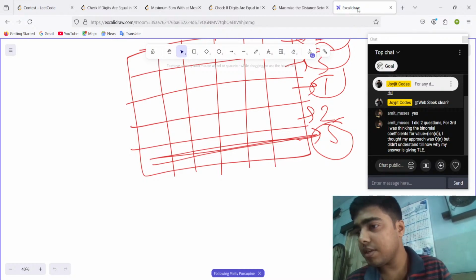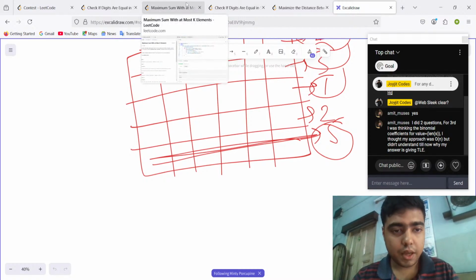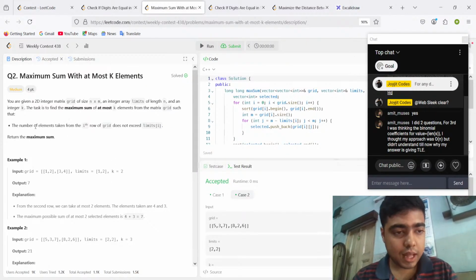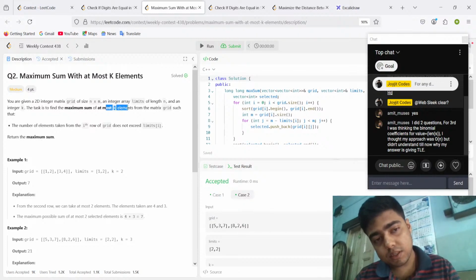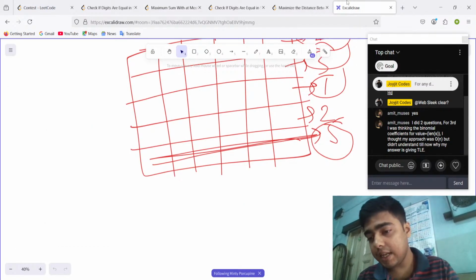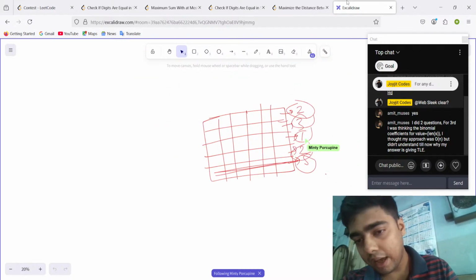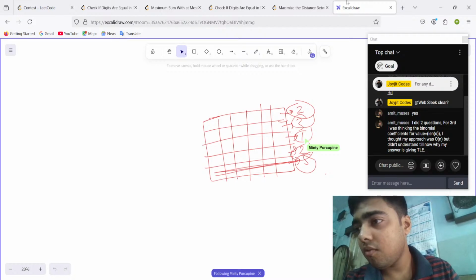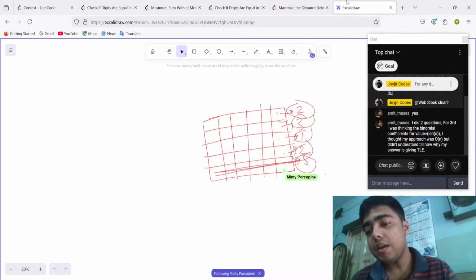Now see, for this case, what I can do is divide this problem into two parts. Why two parts? Because we know that first of all, there's a limit that is set, and second of all, we have to take at most k elements. So why not first set the limit and then take the k elements. So for every row, how many rows are there? 1, 2, 3, 4, 5. 5 rows.